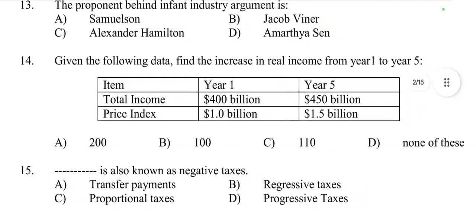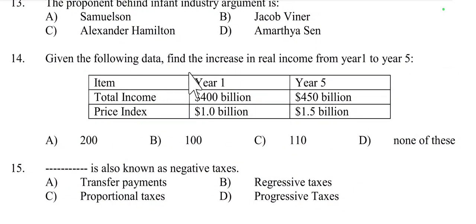Then question number 14. Given the following data, find the increase in real income from year 1 to year 5. So we have to find out the increase in real income from year 1 to year 5. The data given has items: total income and price index. In year 1 the total income is $400 billion and the price index is $1 billion, and in year 5 the total income is $450 billion and the price index is $1.5 billion.